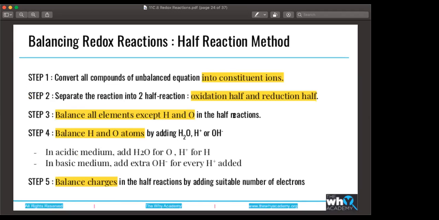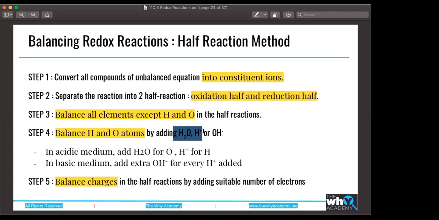So coming back to our equation here, we have separated them into oxidation half and reduction half. We have balanced all the elements. We just had manganese and sulfur. Now let's balance the H and O atoms by adding water, H plus or OH minus. Our medium was acidic, so in order to balance out hydrogen, you can just add H plus. In order to balance out oxygen, add water. Okay, let's do it.